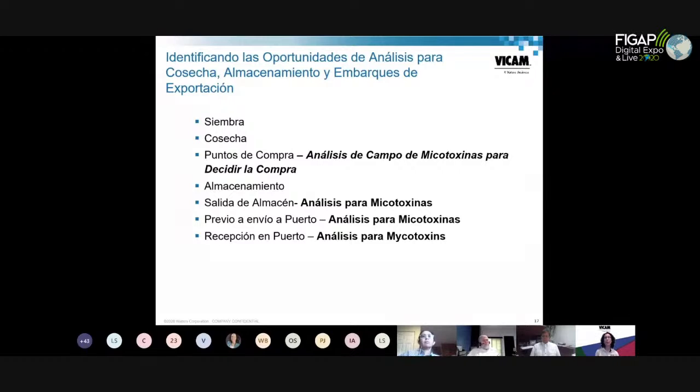Then what happens when the products go into storage, mycotoxins can grow again in storage, so it's important to test it as well when it's coming out of storage.